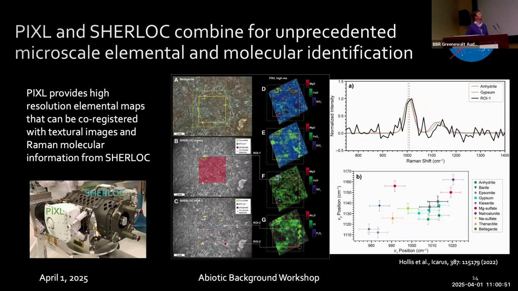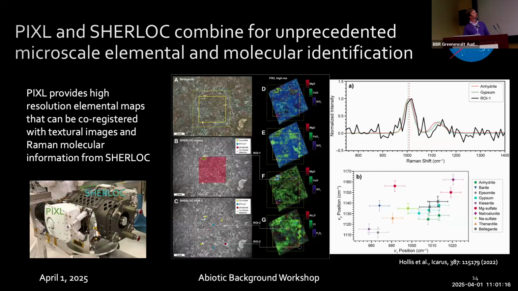PIXL and SHERLOC are an X-ray fluorescence and a deep UV Raman set of instruments. So PIXL is X-ray fluorescence, SHERLOC is deep UV Raman and fluorescence. And it's really an unparalleled in situ capability for microscale chemical analysis, right? I mean, they are especially powerful when overlaid together.